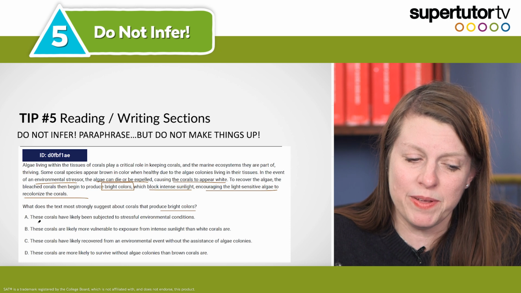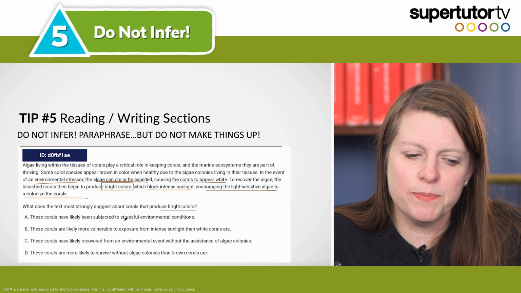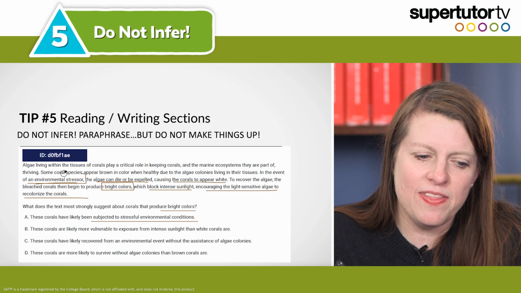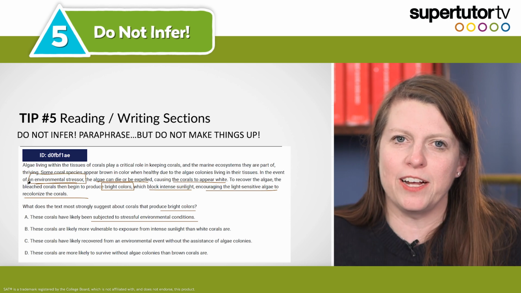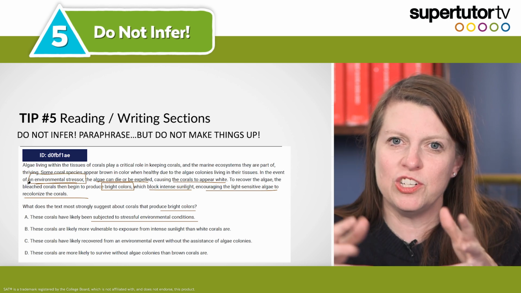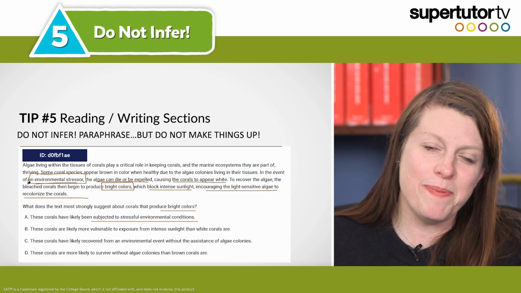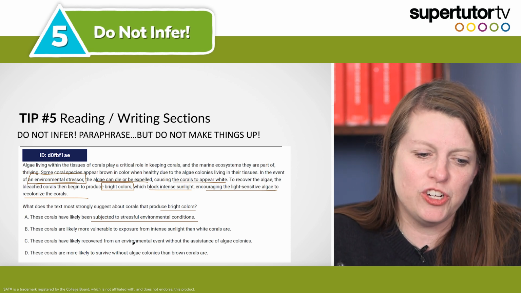That's my perfect answer. It's probably not going to be here. These corals have likely been subjected to stressful environmental conditions. Well, this was definitely in the passage. It's right here, and that's part of the domino effect, right? They're brown, and then they have an environmental stressor, then they turn white, and the algae leave. Then they turn colored to try to get the algae back. So this is part of the chain, it's possible.